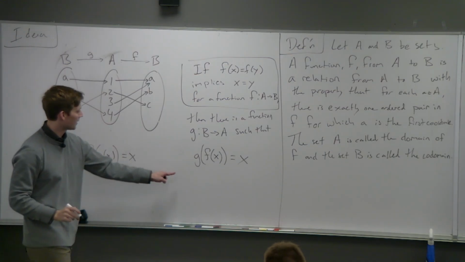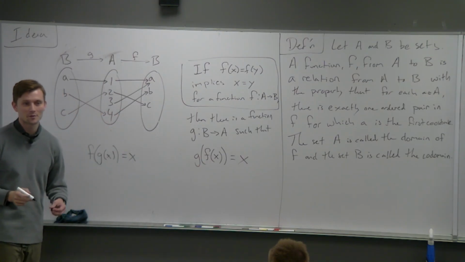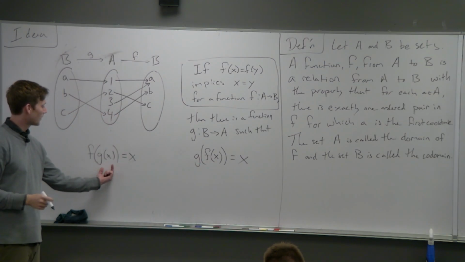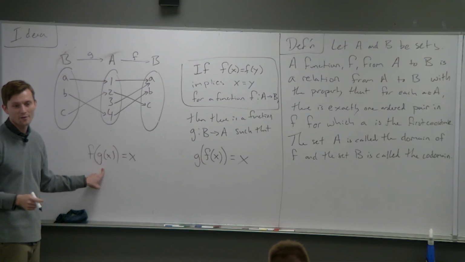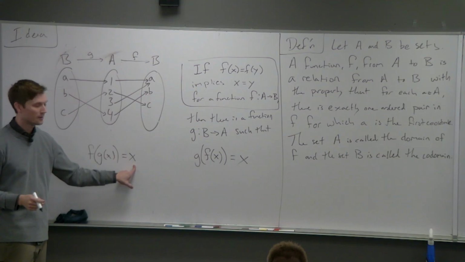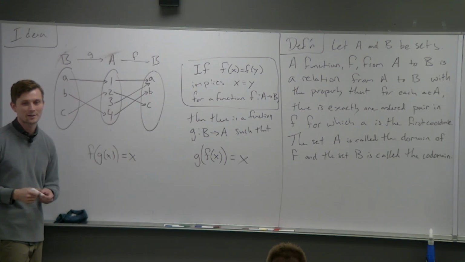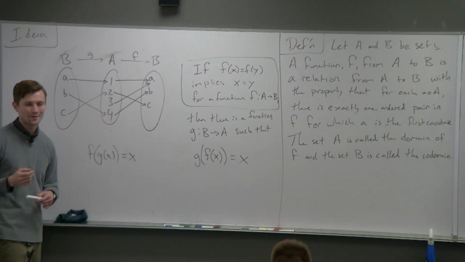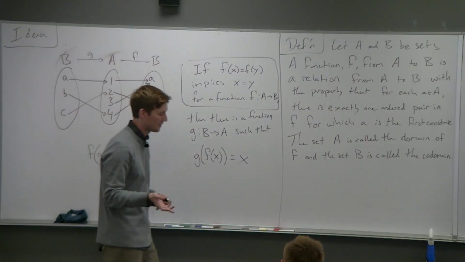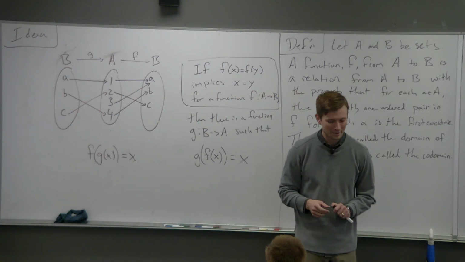This is the opposite condition of that one. It's with the F and the G reversed. That is, it's got something that you can put on the right of F to get back the identity, the function that sends a thing to itself.